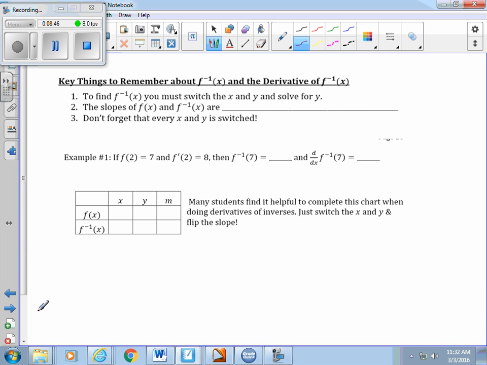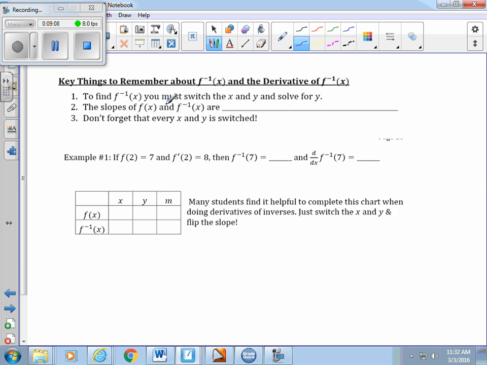So, some key things to remember about f inverse and f. One, to find f inverse, you switch x and y. If the problem is the bell ringer and you want to know the derivative, do what we did on the bell ringer. Switch x and y, solve for y, find the derivative. It was pretty easy to do. There will be some problems that you can't do that, though.